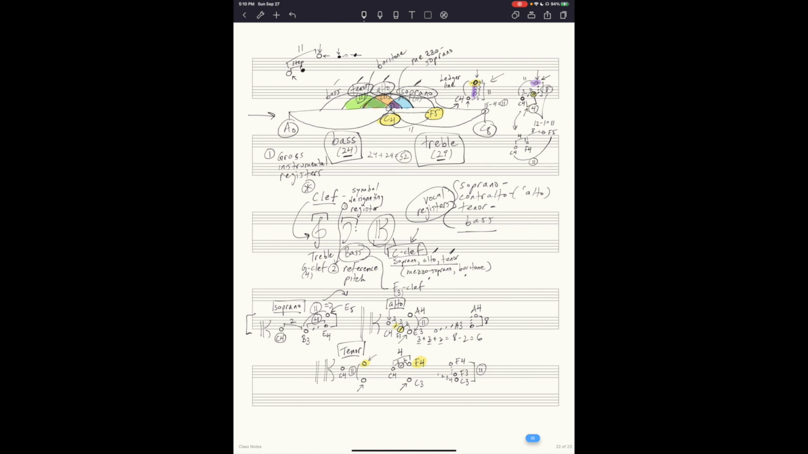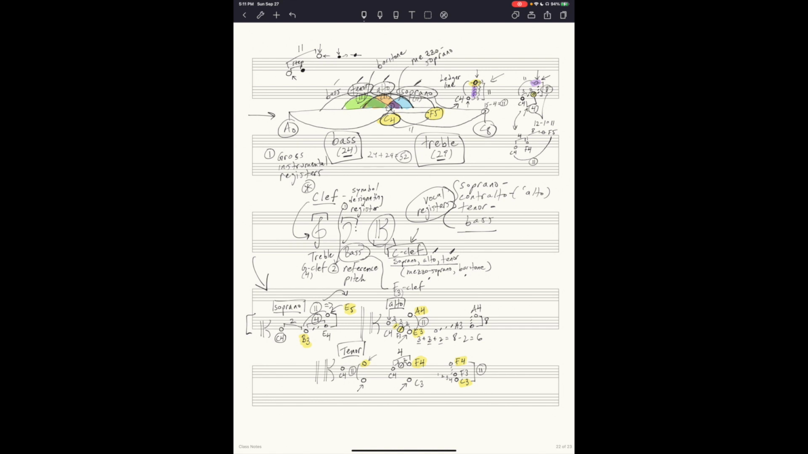So if you look at this section of the page, you can see that our 3 standard soprano, alto, and tenor clefs indicate very specific ranges of 11ths, right? For the soprano, it's going to be B3 up to E5. For the alto, I know there's a lot of information here, it's going to be E3 up to A4. And for the tenor, it's going to be C3 up to F4.